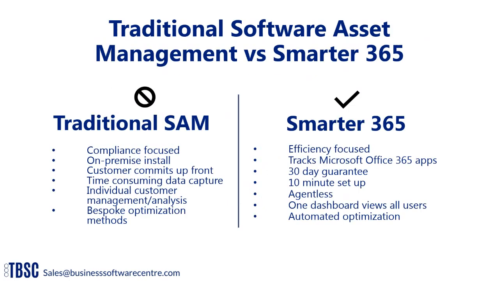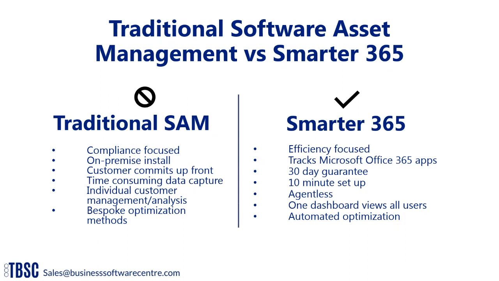Now with traditional software asset management versus Smarter 365, I'm going to show you why Smarter 365 is a bit better than the traditional SAM. So with traditional SAM, it's often compliancy focused, it's on-premise installs, which we've talked about before. The customer has to commit up front, it's time consuming, and the Smarter 365 is very efficiency focused. So it tracks the Microsoft 365 apps. We offer the 30-day guarantee. It's a 10-minute setup and it's agentless.